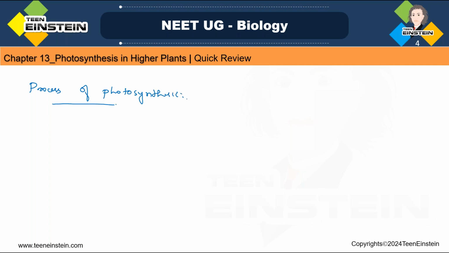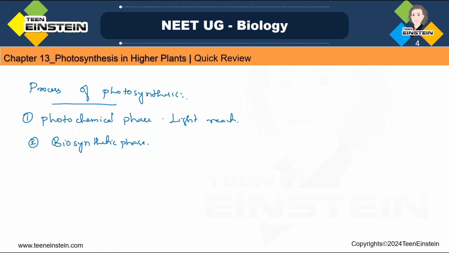So process of photosynthesis, here two phases we can see. Which are all the two phases in photosynthesis? That is divided into photochemical phase and biosynthetic phase. Photochemical phase, and the second one is biosynthetic phase. Here the photochemical phase, or this is the light reaction, we can say Hill reaction.